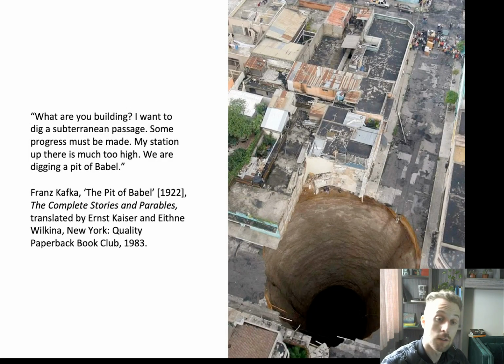As a possible resolution to this paradox, Sterl introduces a second story by Franz Kafka, a story in five sentences. Kafka writes, "What are you building? I want to dig a subterranean passage. Some progress must be made. My station up there is much too high. We are digging a pit of Babel."